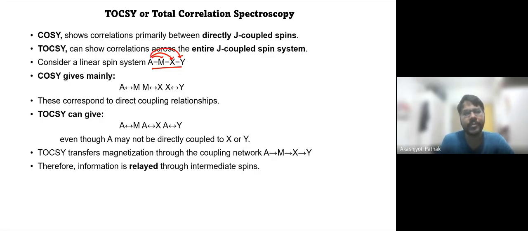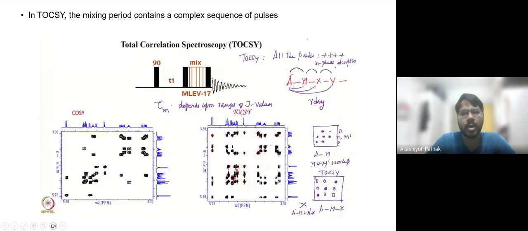Okay, so the entire information can be obtained. So the TOCSY transfers magnetization through the coupling network A to M to X to Y, and therefore the information is relayed through intermediate spins. So the entire J-coupled spin information. So TOCSY shows correlation across the entire J-coupled spin system. So this is important.